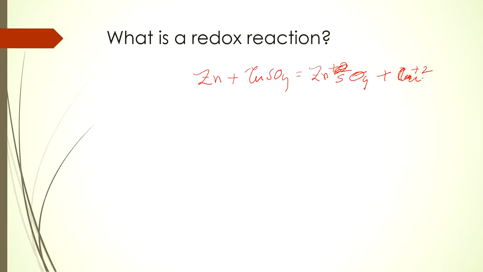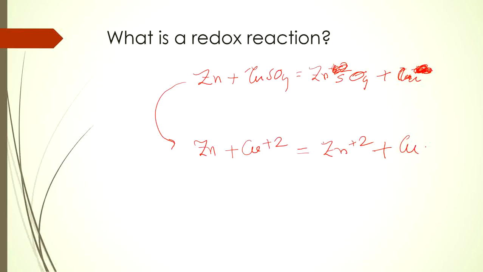So now we want to look into whether it is a redox reaction or not. So this can be converted into an ionic form. So what is the ionic form? Ionic form is zinc plus copper 2+, which is being converted to zinc 2+ plus copper. Okay, I wrote it wrongly earlier.